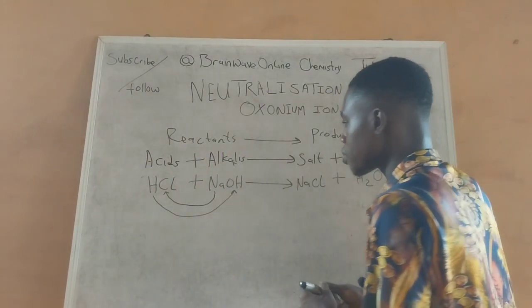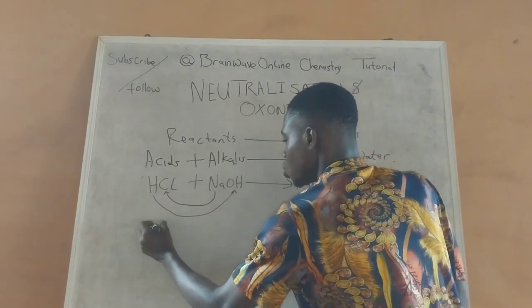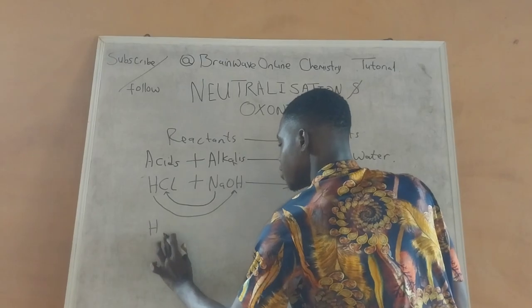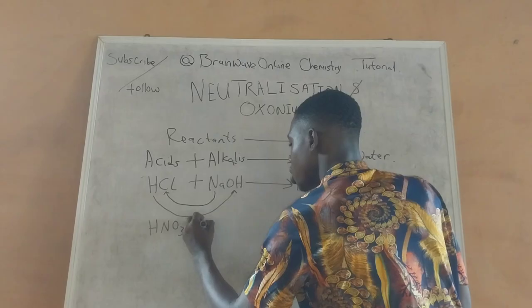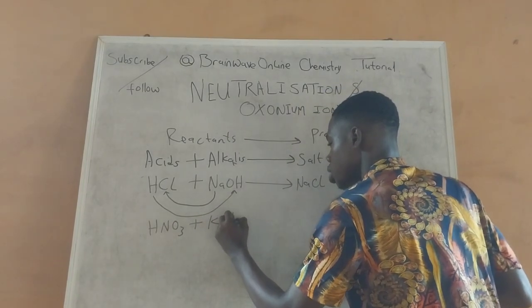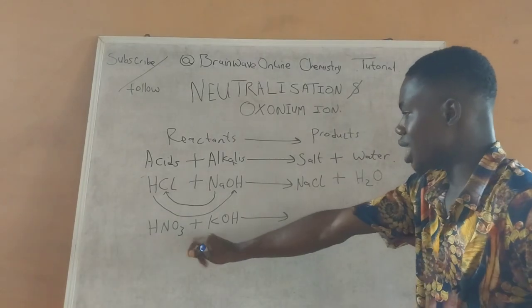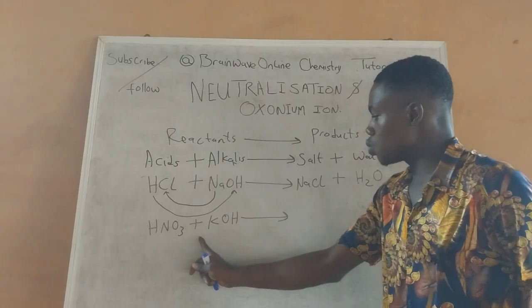Let's take potassium, and let's take another acid, for example, trioxonitrate(V) acid, which happens to be HNO3, plus potassium hydroxide, an alkali. Now, this is another example. Let's take a look at this. In this case, trioxonitrate(V) acid is reacting with what?